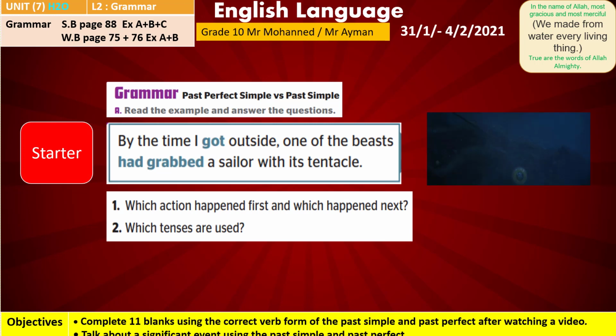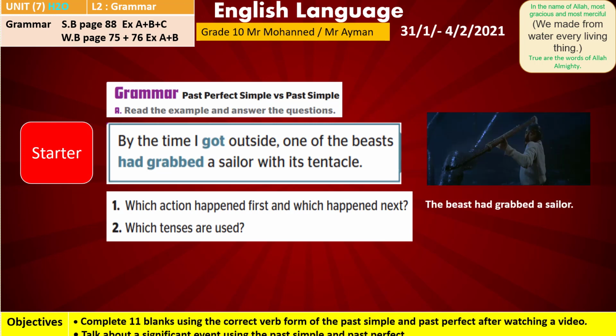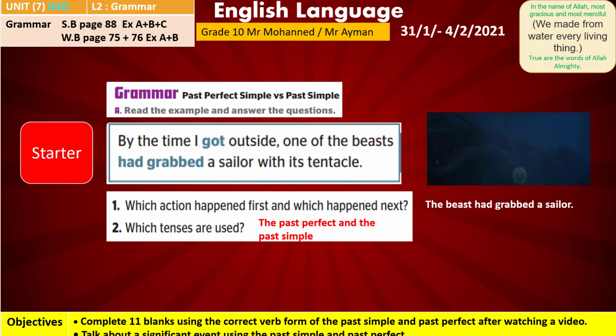As I told you, and as always, dear students, you can pause here and try to answer before you see my answers. One, the beast had grabbed a sailor. This is the first action. And the next action is that I got outside. Which tenses are used? The past perfect and the past simple.